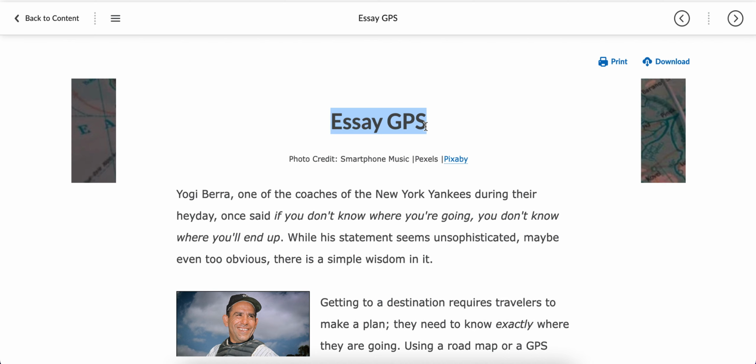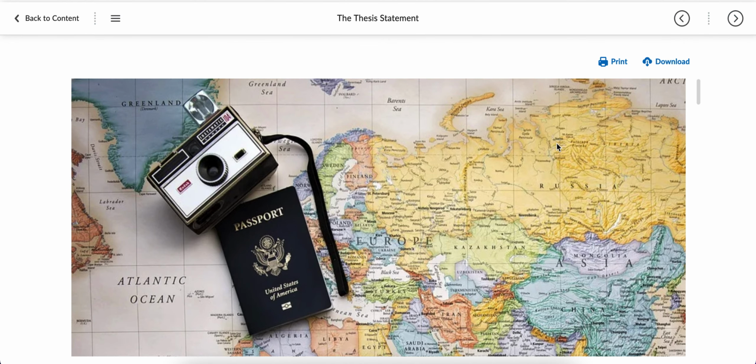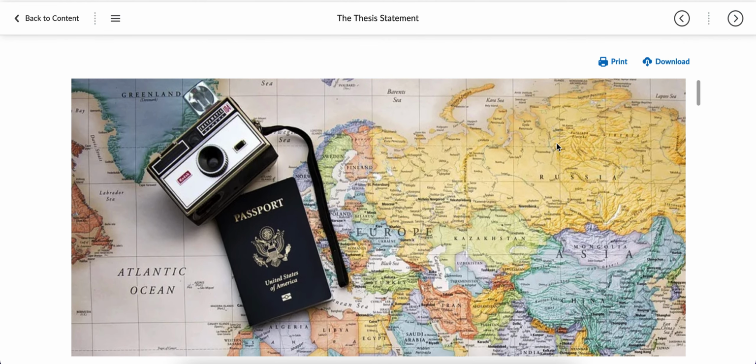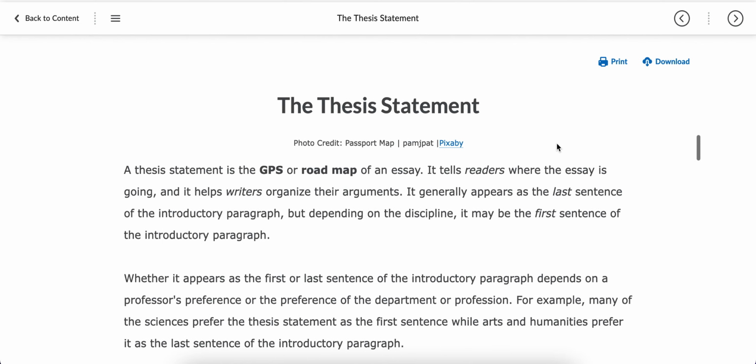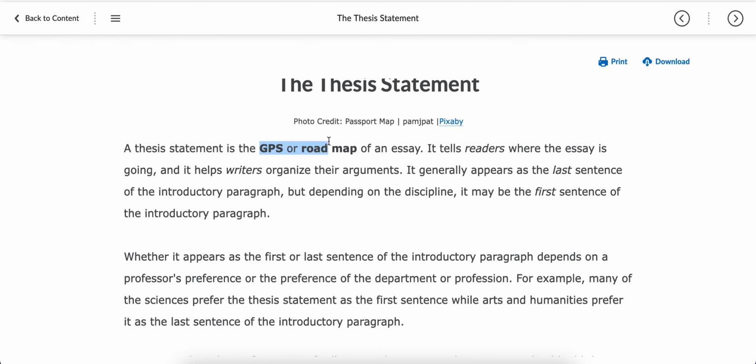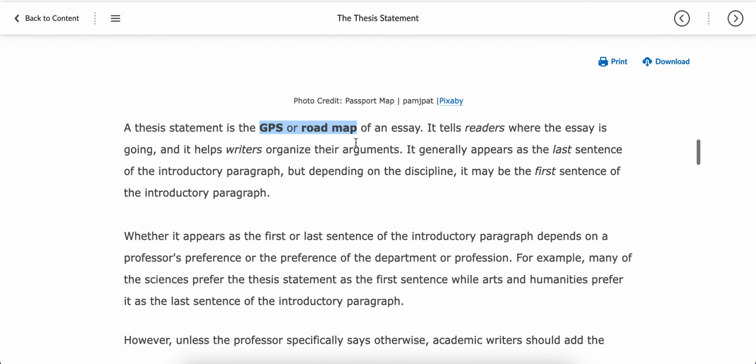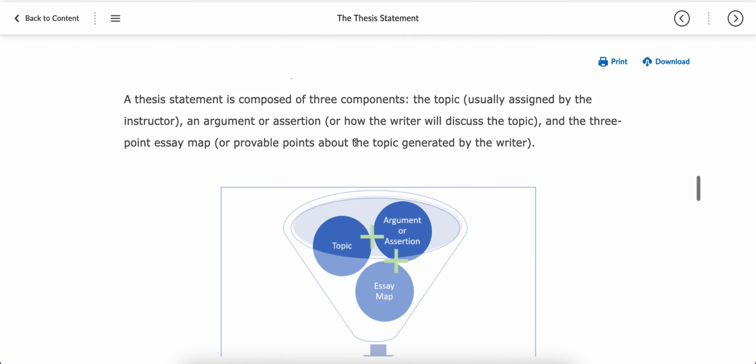You are not a mystery writer. You are a lawyer. You're telling people up front what you plan to prove in your essay. So let's go to the next slide. So the essay's GPS is otherwise known as the thesis statement. Like I said, it's the GPS or roadmap of a thesis statement.